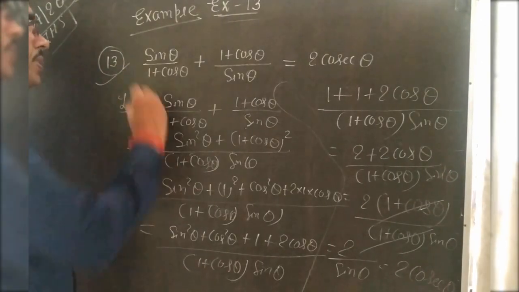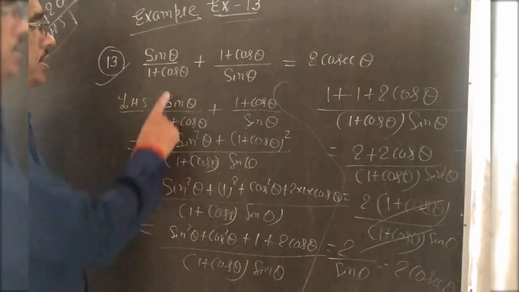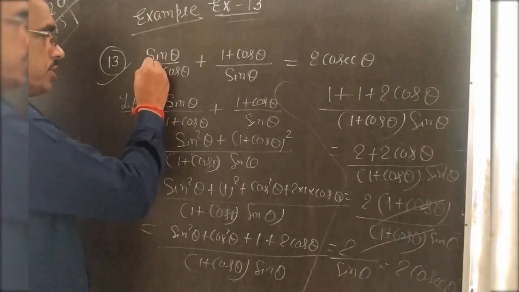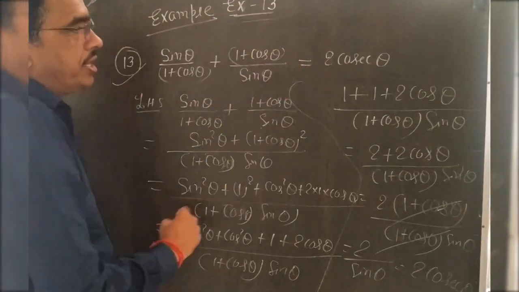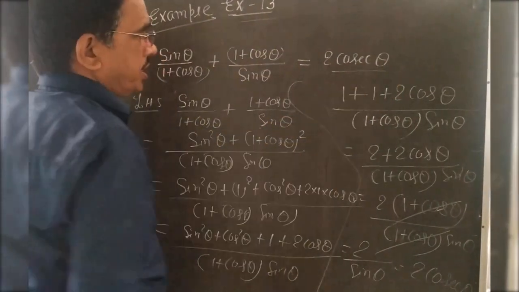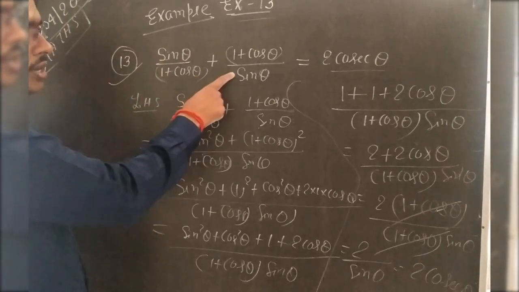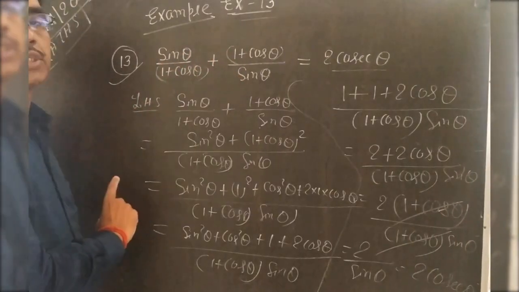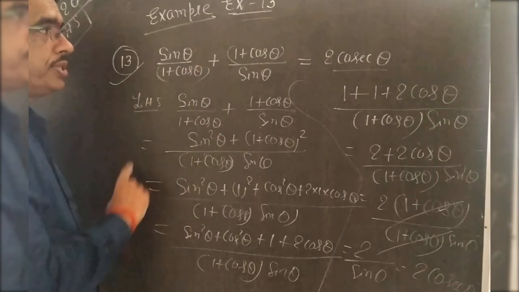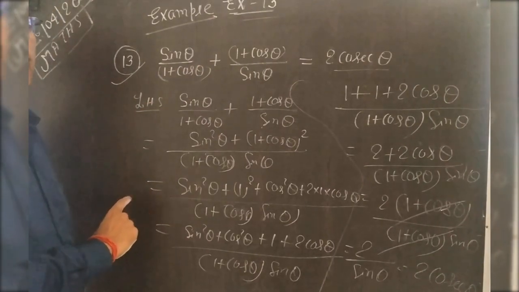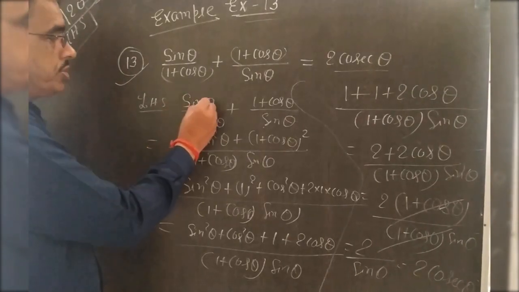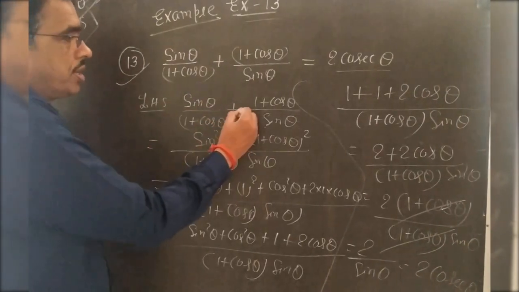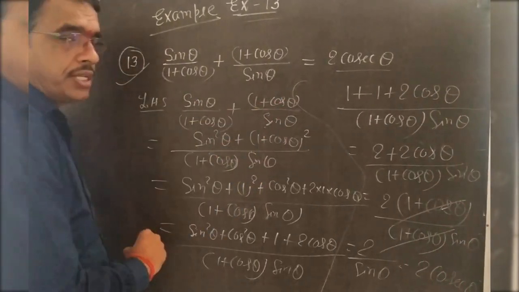Example 13. That is sin theta by 1 plus cos theta plus 1 plus cos theta by sin theta is equal to 2 cosec theta. Dear student, find here all terms are sin and cos. Should not change any term in this question because it is in the form of simplest. So I write first question sin by 1 plus cos and plus 1 plus cos by sin.